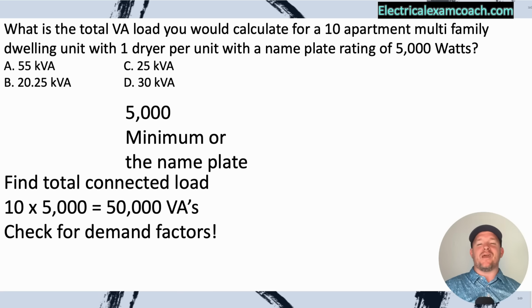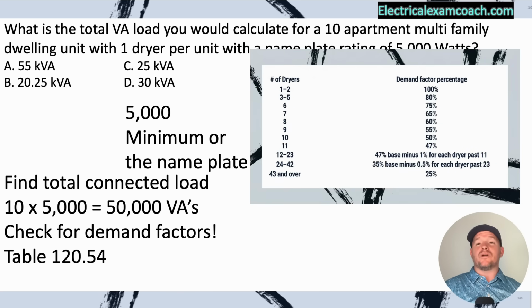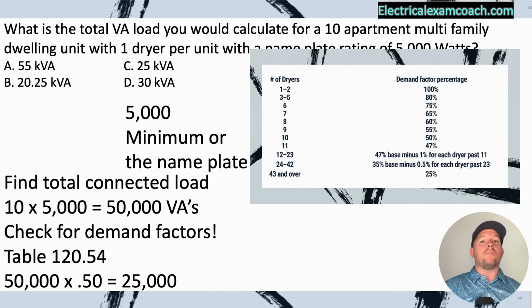Now we check for demand factors. When we head over to our table, we're going to start on the left-hand side until we come down and find our number of dryers. Then we cross over and get our demand factor. We take our original load multiplied by 0.50, and in this case, it equals 25,000 VAs, and we select C.